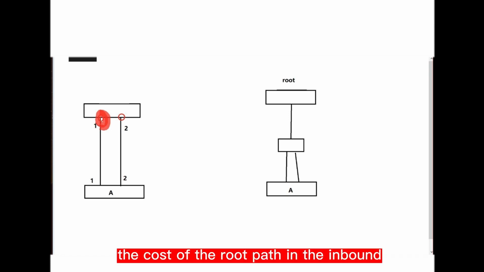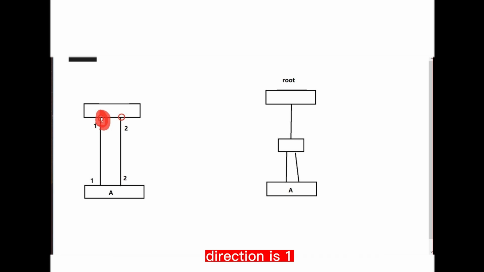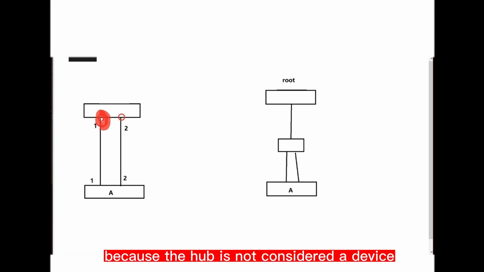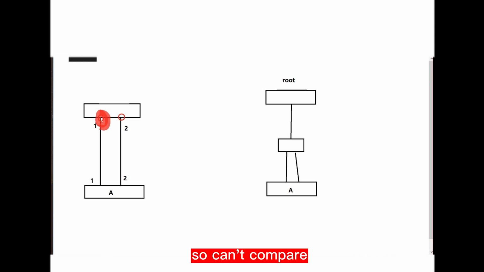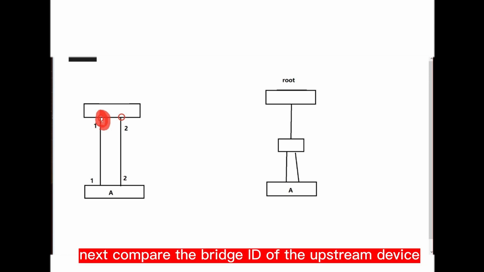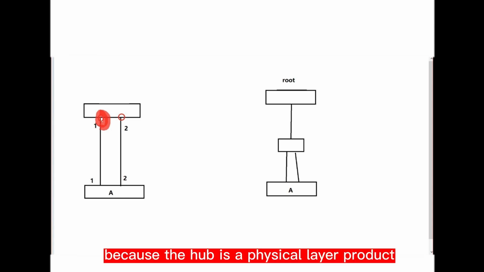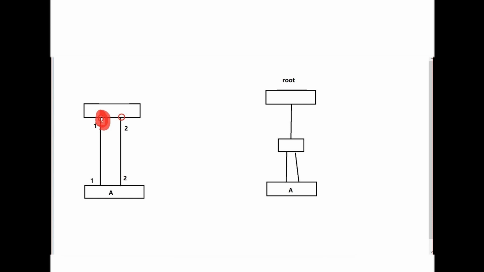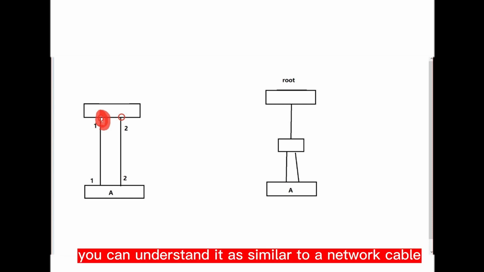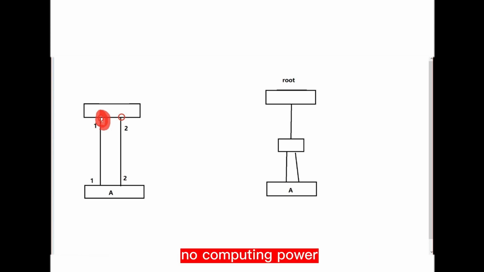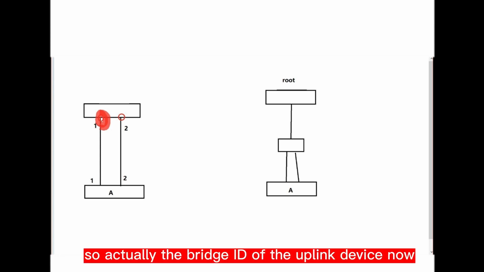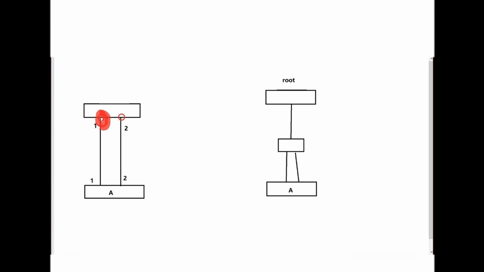First, the root path cost in the inbound direction is 1. Because the hub is not considered a device, we can't compare. Next, compare the bridge ID of the upstream device. Because the hub is a physical layer product, it's not a device at all. You can understand it as similar to a network cable. Its forwarding principle is very mechanical. No computing power, so it will not run any protocol. So the bridge ID of the uplink device can't be compared.